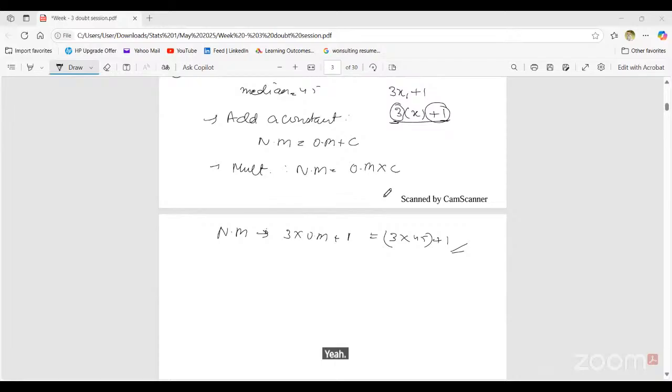Yeah, what's the doubt? I was not getting the correct value. How to calculate? Please, can you tell?